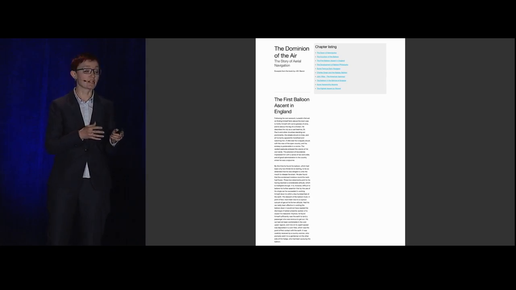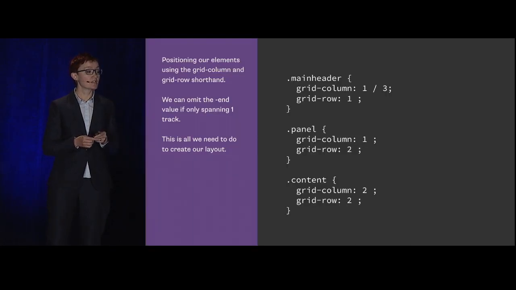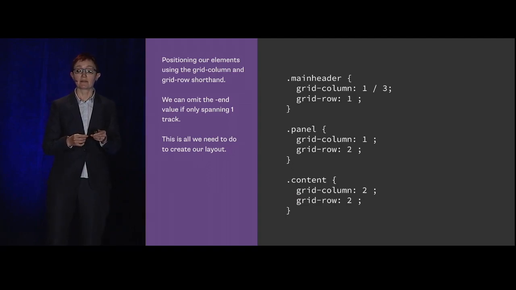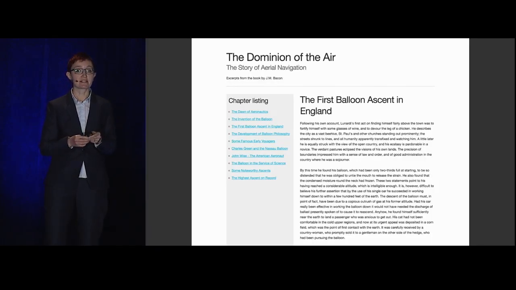So now we need to position the items. The header with the class of main header spans across the grid from column line 1 to 3, and it sits in grid row 1. The panel comes after column line 1 in grid row 2, and the content sits alongside it, column line 2, grid row 2, which gives us this. So that's it. That's all you need to do to create your layout.